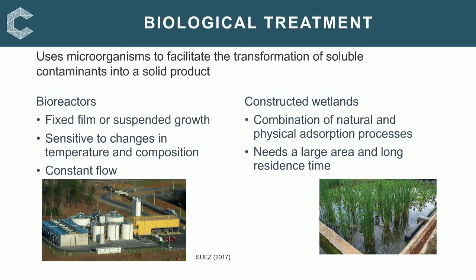A constructed wetland system is an artificial wetland, and it uses a combination of natural and physical absorption processes to reduce the concentration of organic and heavy metal pollutants. However, it does require a large area of land and a long residence time, usually several days.